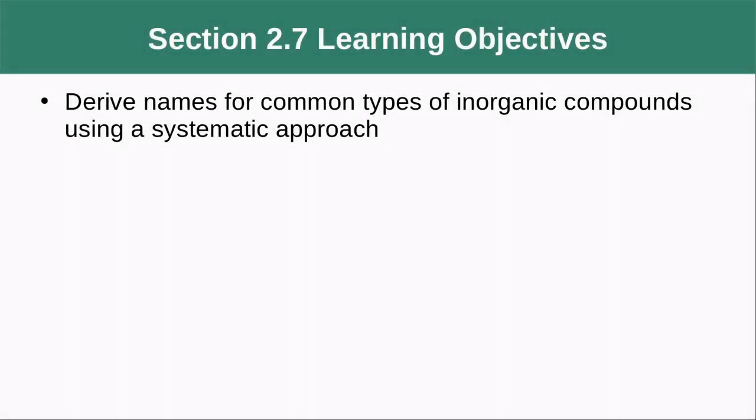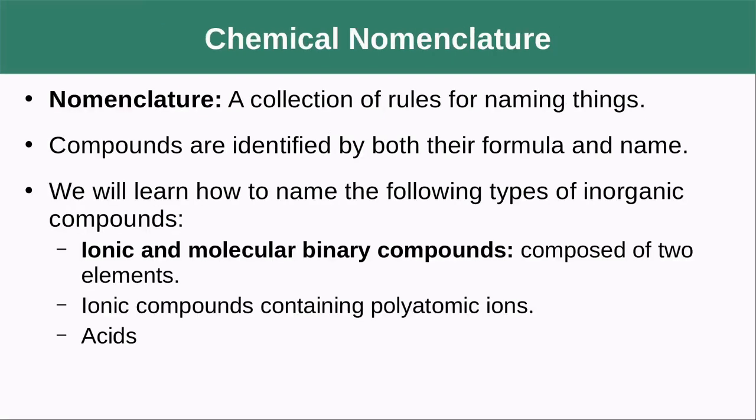All right, so in 2.7, we're going to talk a little bit about how we're going to name our ionic and covalent compounds. All right, so what is nomenclature? Nomenclature is a collection of rules for naming things. Compounds can be identified by both their formula and their name. This is important these days, with all the typing and stuff like that.